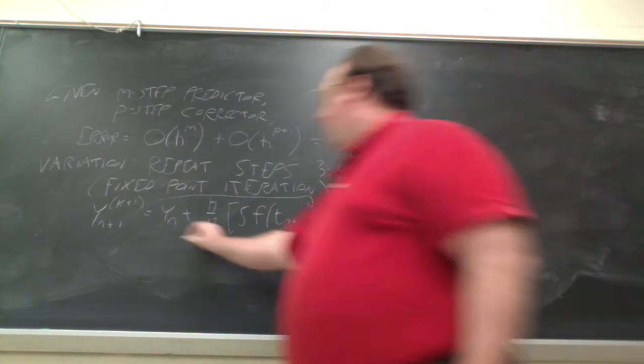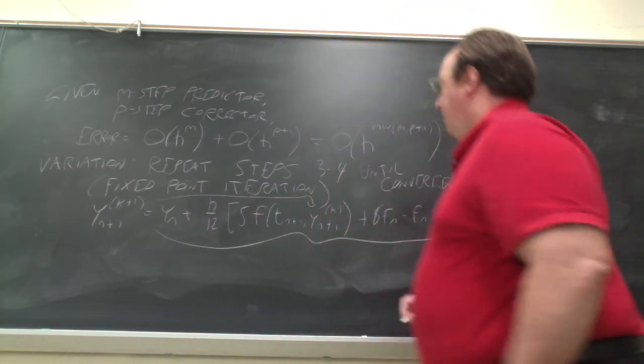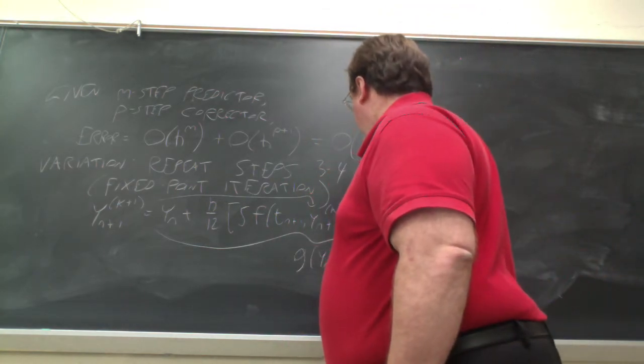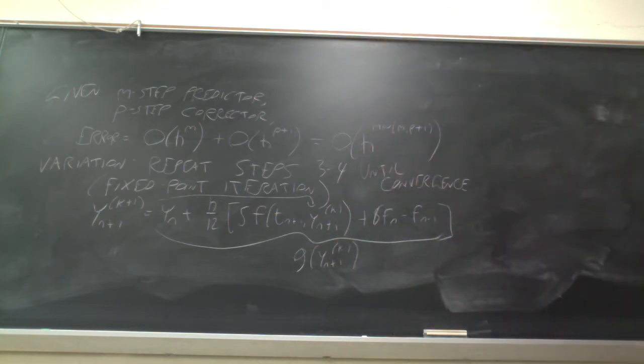Now you can think of this whole right side as g of yn plus 1 iteration k from fixed point iteration, which you've just been dealing with in homework 5, I believe it was. Yes, homework 5. Now, when does fixed point iteration converge? What needs to be true of g to make that happen, as you dealt with on that homework?